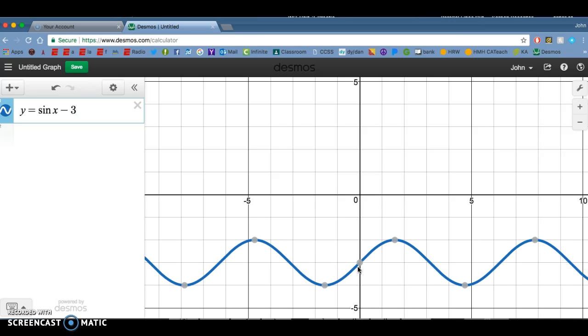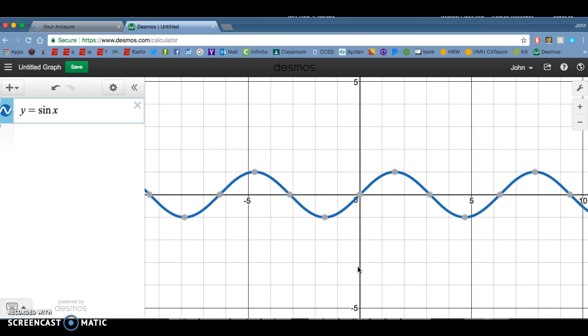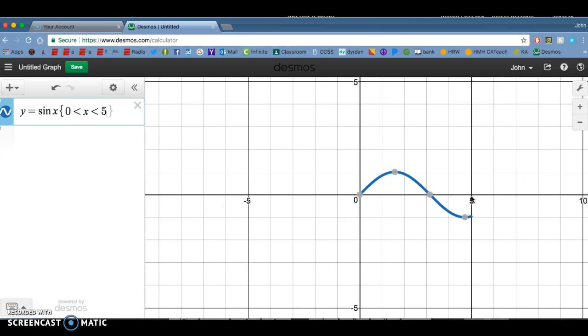Now again, we can restrict our domain here, so we can use our curly brackets. If we want in between 0 and 5, we would say 0 less than x less than 5. And then we get just that little portion right there. Now we can make that larger by multiplying by numbers there. We can make it smaller as well.